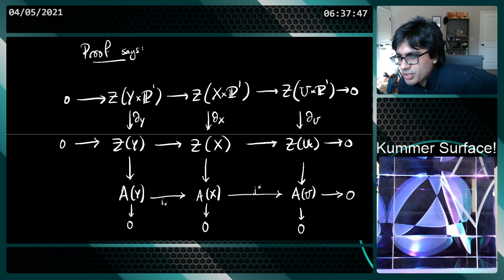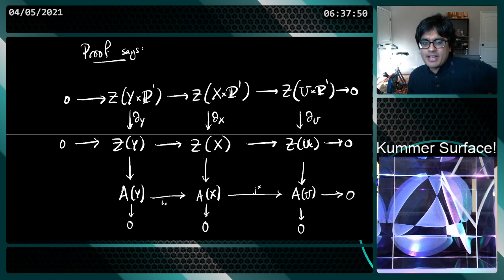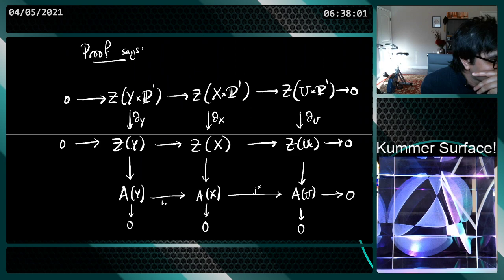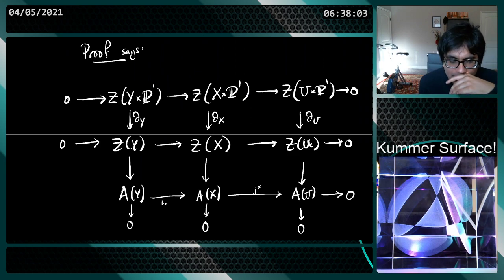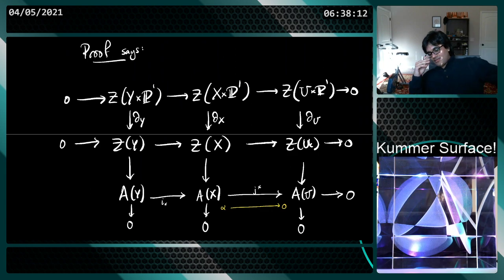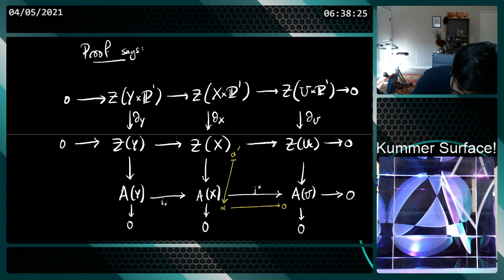A diagram chase shows that this map is surjective. But that one we already knew. And the bottom row of the diagram above is right exact. So it's just saying that a diagram chase works. Wait, hold on. If you have alpha in here, and it goes to zero, you pick an alpha prime that went to alpha.